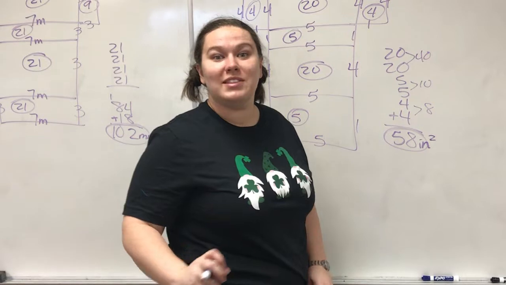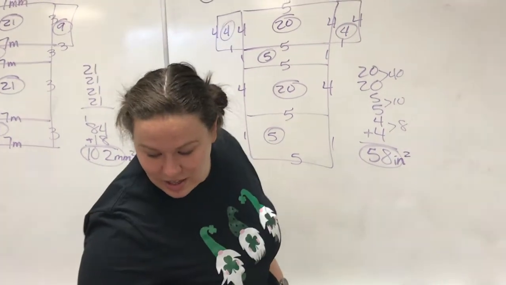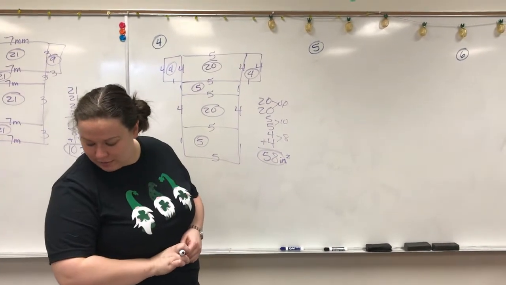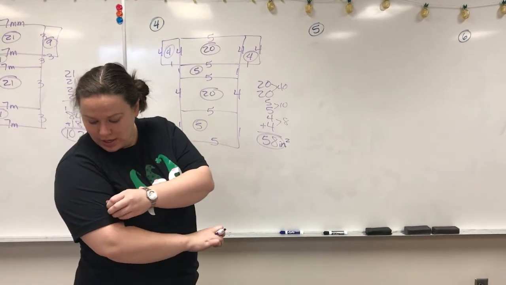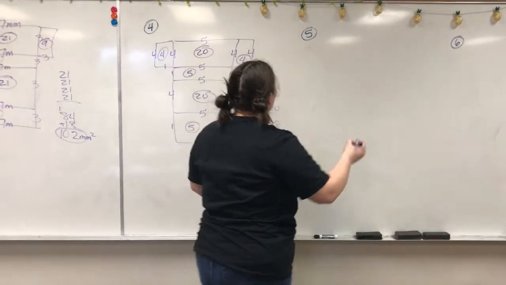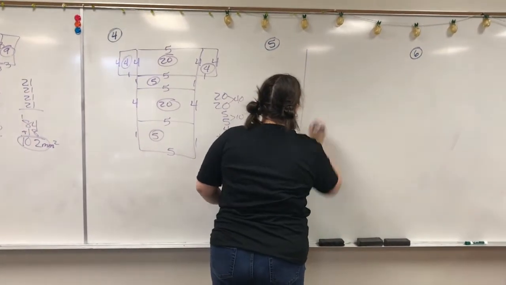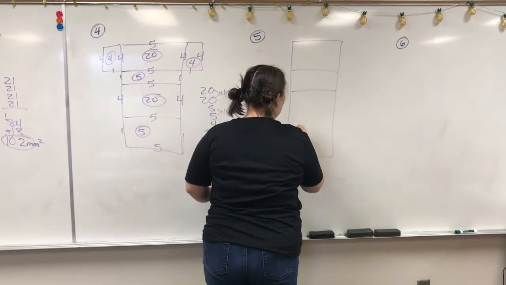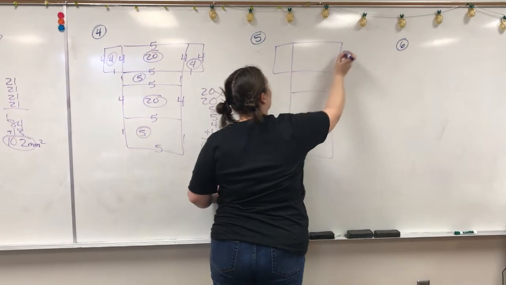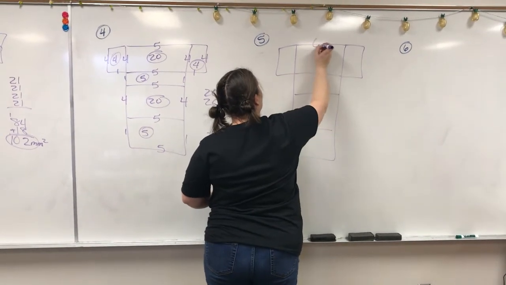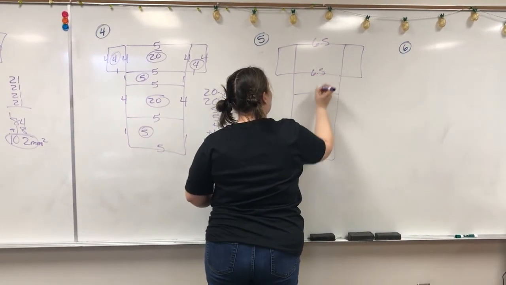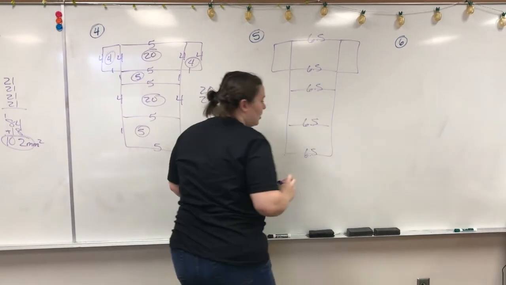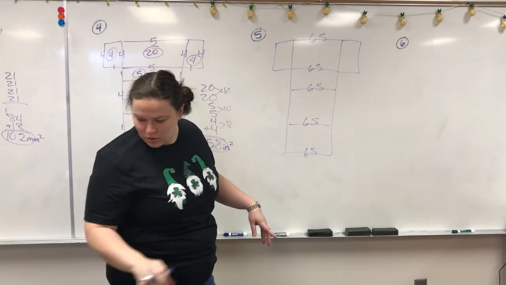Number 5. Oh, decimals. This is going to be great. Number 5. We have 6.5. We have 3, and we have 2. Draw your net. Wings. Start with the biggest number. Go with the next biggest number, which was 3.